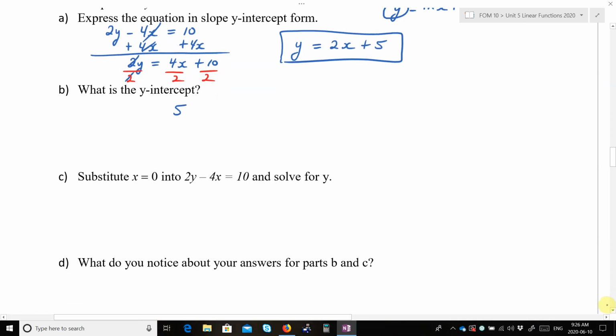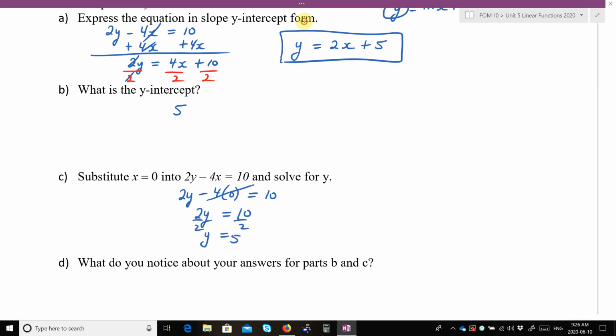Part C says substitute x equals 0 into 2y minus 4x equals 10 and solve for y. Okay, 2y minus 4 times 0 equals 10. And that gives us 2y, that's just going to work out to 0, equals 10. And divide both sides by 2, y equals 5. Let me put that a little bit lower.